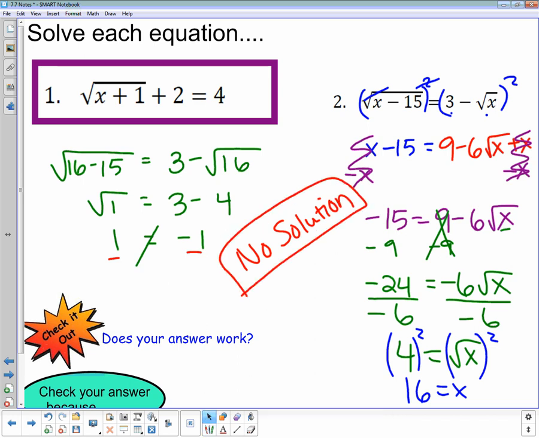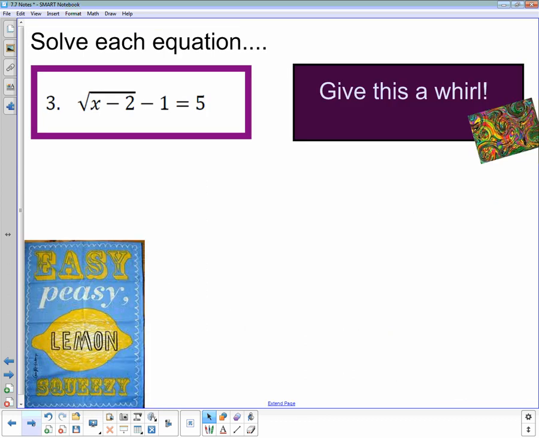Okay. Let's take a look at number 3 and give that one a try. Now I have the square root of x minus 2, and then minus 1 outside the radical is equal to 5. I'm going to start by getting rid of what's outside the radical. So I add 1 to both sides. I have the square root of x minus 2 equaling 6.